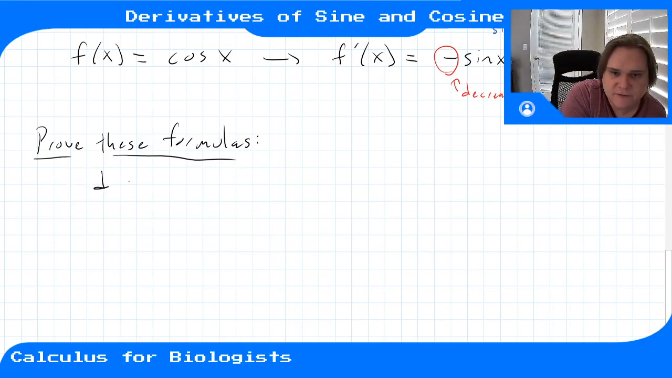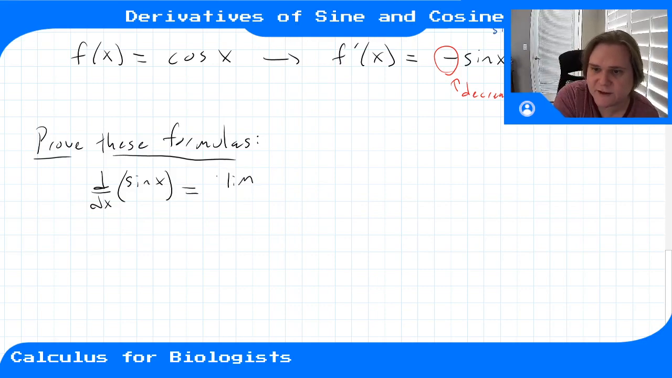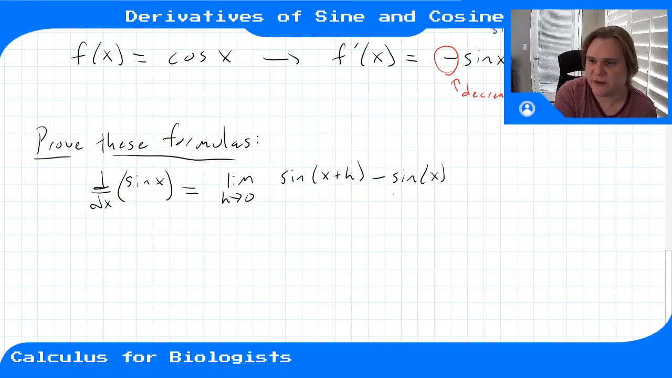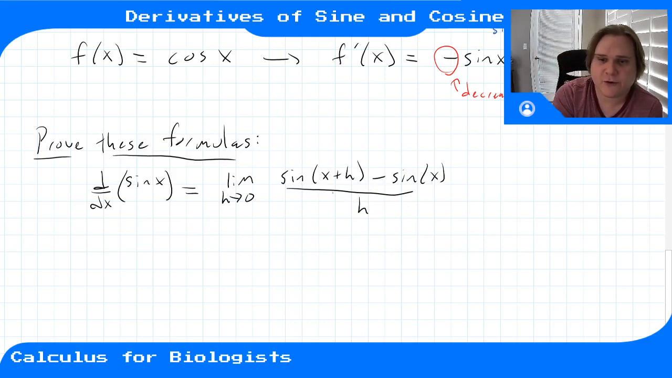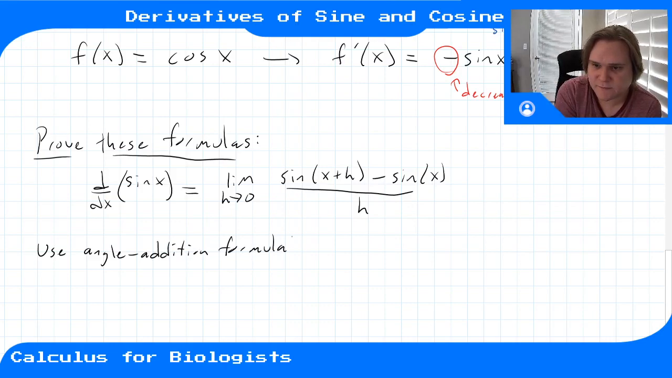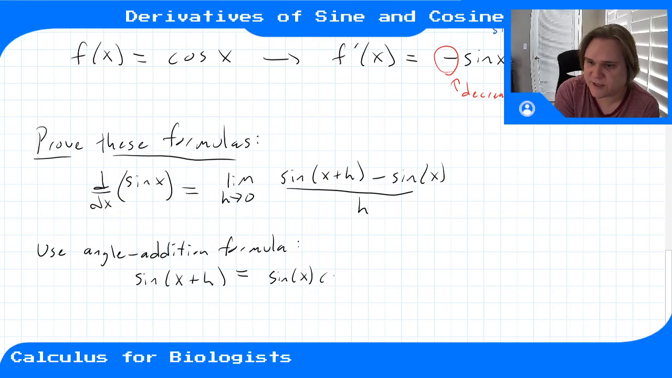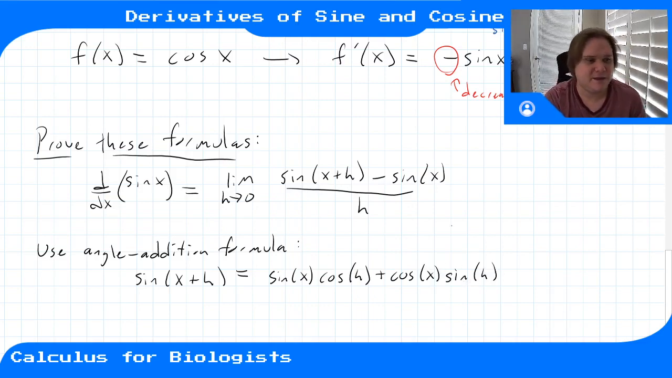Okay, so the derivative of sine of x, d/dx sine of x, using the limit definition of the derivative, is the limit as h goes to 0 of sine of x plus h minus sine of x, divided by h. Then here we're going to pull out a trick from trigonometry: the angle addition formula, which says that sine of x plus h is equal to sine of x cosine of h plus cosine of x sine of h. This is a way to change sine of two angles into a product and sum of sines and cosines of different angles, x and h here.